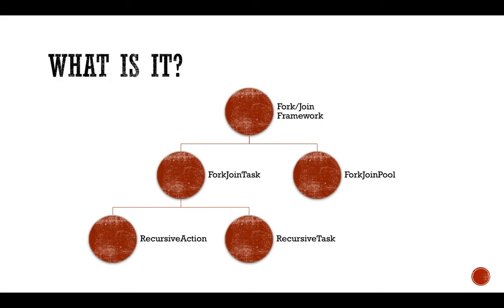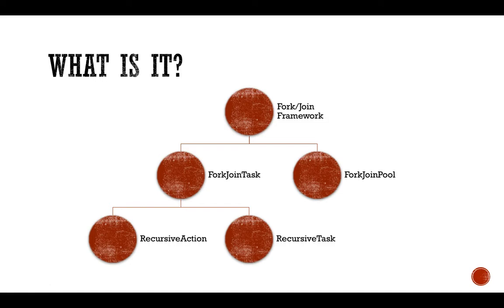So what is the Java fork join framework? It is mainly divided into two big parts: the Java fork join pool and the Java fork join task. The fork join pool is an executor service that runs the fork join tasks, and the fork join task is mainly the base class for the framework. Under the fork join task, there are two subclasses called recursive action and recursive task.